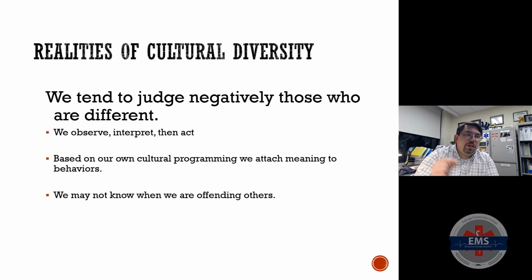When we observe, we interpret, then we act. You can't control that. That's a natural instinct. That's where implicit bias comes in. If you're not obviously aware of it, right? If you're not actively trying to prevent bias, then you're going to naturally fall into that bucket, right? And again, it's based on our own cultural programming that we attach meaning to behaviors, right? It's that aspect that determines what is socially acceptable in that type of culture or group.